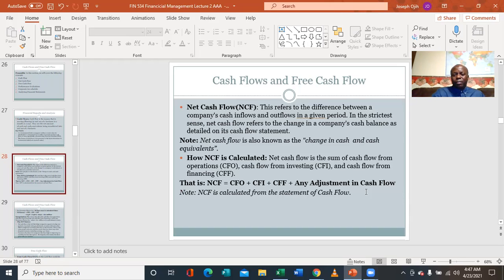So how is it calculated? The formula we use for net cash flow is simply cash flow from operations, this is CFO, plus cash flow from investment, plus cash flow from financing activities, and any other adjustment in cash flow that we need.